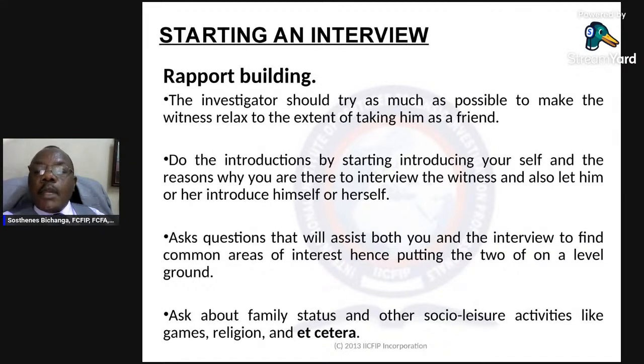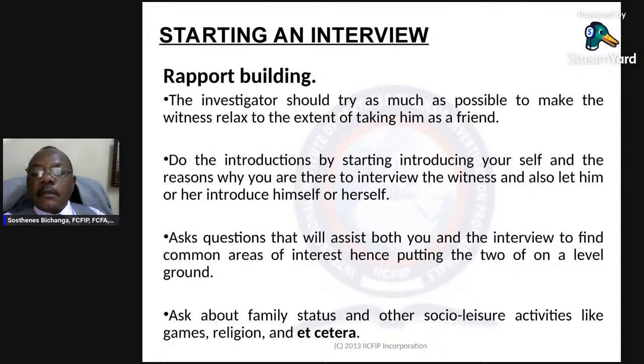And this is where the investigator tries as much as possible to impress the interviewee, to make the interviewee relax so much so that he is able to view the interviewer as a friend who is there for a good purpose, for both the interviewee and the interviewer.